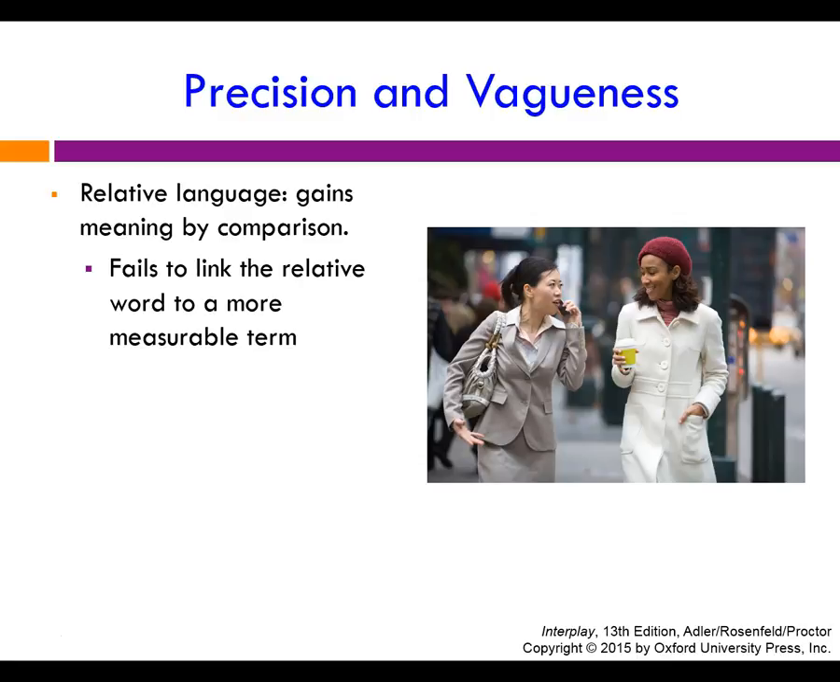But imagine someone who's 6 feet 5 inches tall and they remark that someone is tall. Well, how tall does that person have to be? We can think about other terms like when we say someone is nice or someone is mean. Well, what are our points of comparison? And that's why relative language can be problematic.